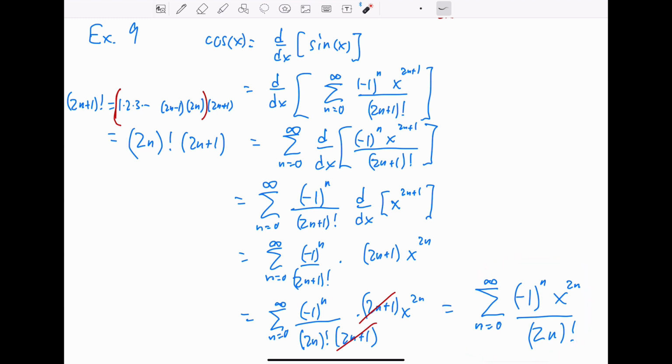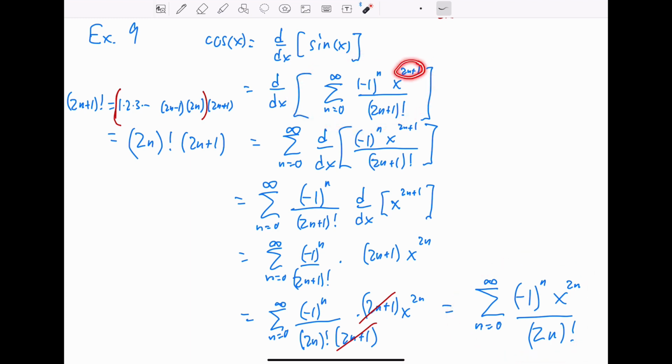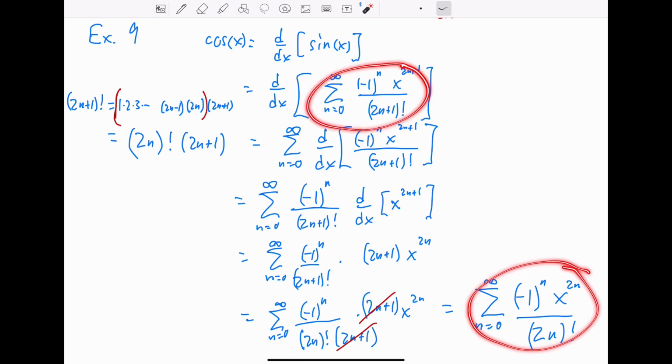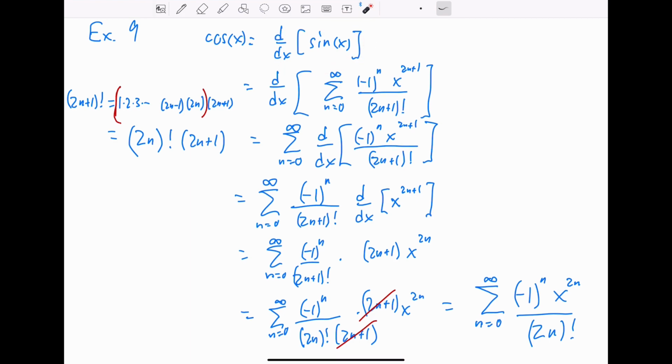And look at the similarity between the Maclaurin series for cosine and the Maclaurin series for sine. The Maclaurin series for sine has odd exponents on the variable and then odd factorials. For cosine, we have even exponents and even factorials. We have a very similar Maclaurin series for sine versus cosine. This is a very powerful idea, that we can find a Maclaurin series for some function if we know the Maclaurin series for a related function. We'll see this more for some future examples.